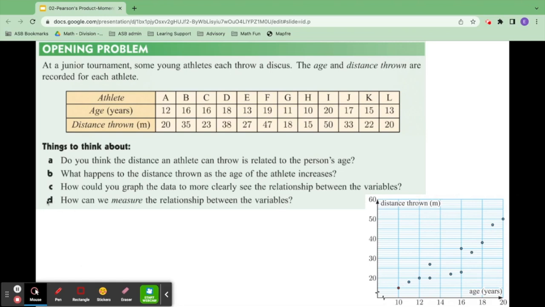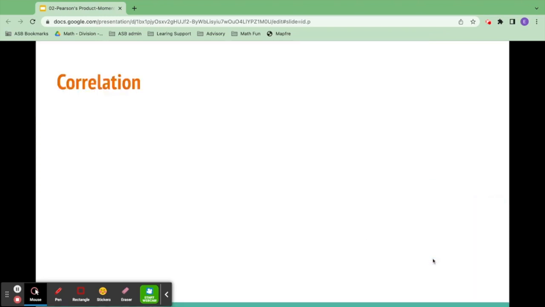We're going to skip to question D. How can we measure the relationship between these variables? Now, this is going to be our focus for today. How do we measure this general trend? We seem to see they're increasing, but how do we measure this increase? So that's going to be our objective for today. We're going to be talking about this correlation.